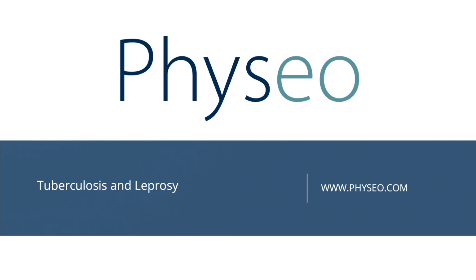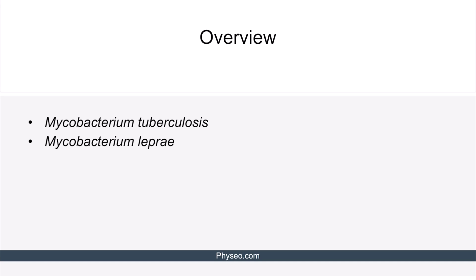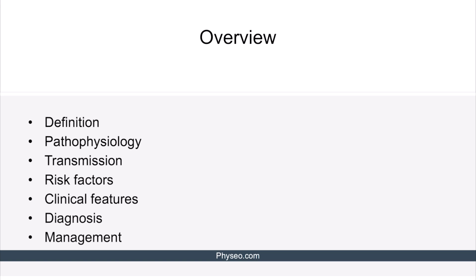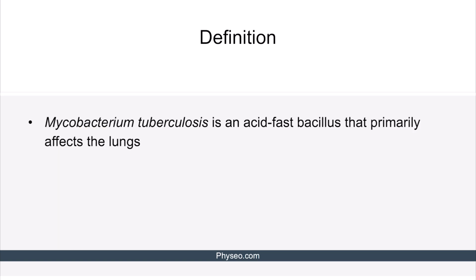Let's get started. In this lecture, we'll cover two mycobacteria, Mycobacterium tuberculosis and Mycobacterium leprae. Let's begin with Mycobacterium tuberculosis, and we'll discuss the definition, pathophysiology, transmission, risk factors, clinical features, diagnosis, and management. So starting with the definition, Mycobacterium tuberculosis is an acid-fast bacillus that primarily affects the lungs.